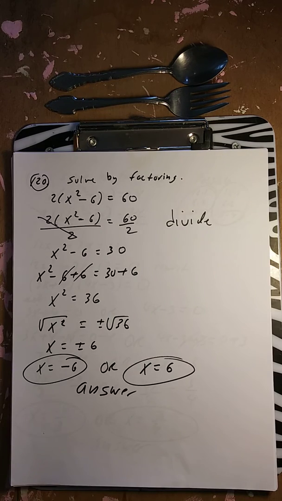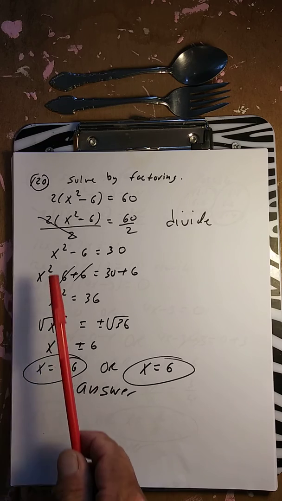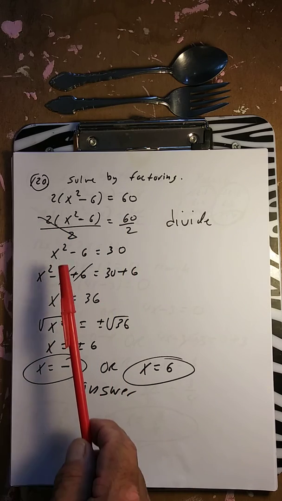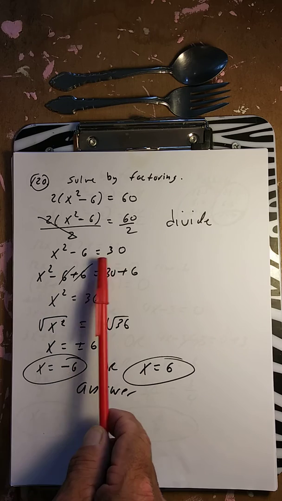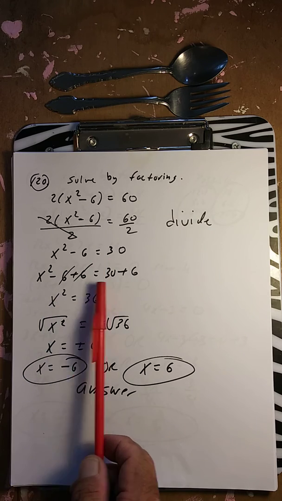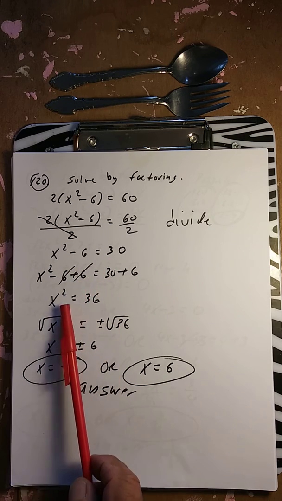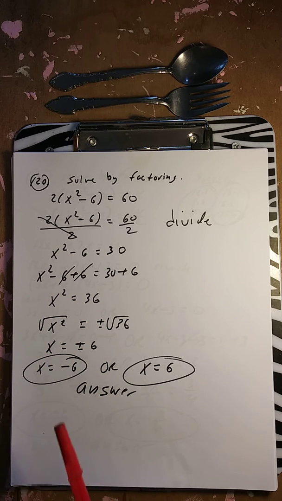Solve this quadratic by factoring. First of all, let's divide by 2. 2 divides it, 2 divides it. We have x squared minus 6 equals 30. So now I'm going to add 6 to both sides. These are gone, so we have x squared is 36, almost there.